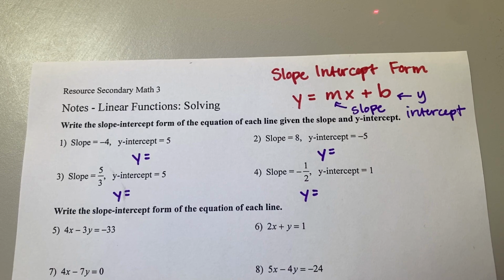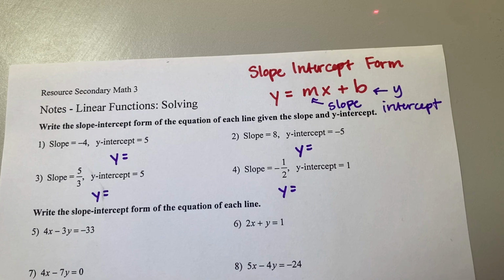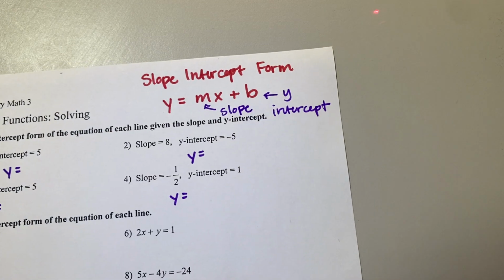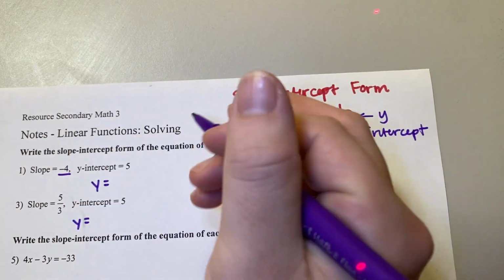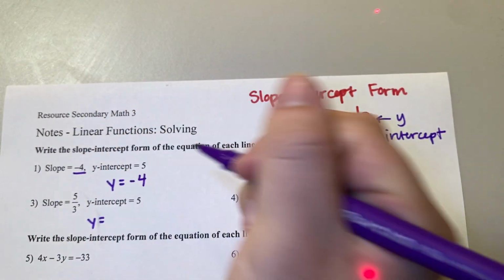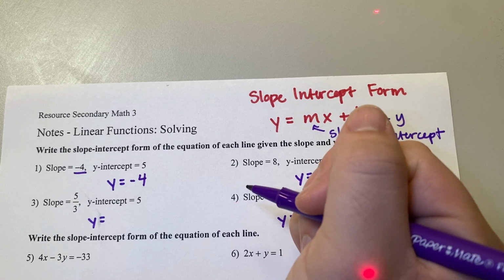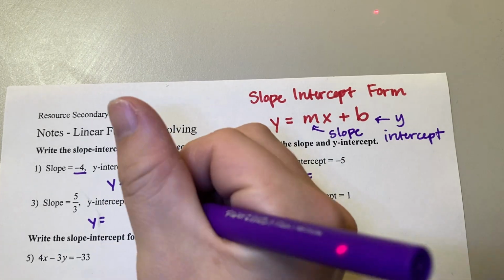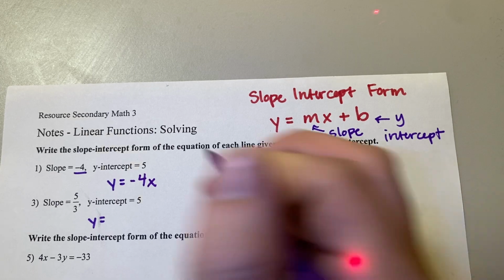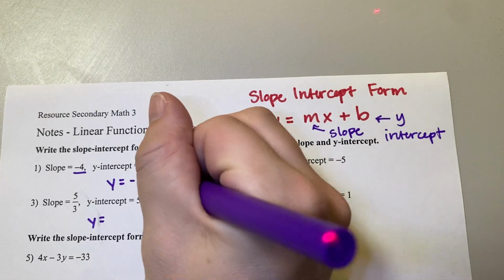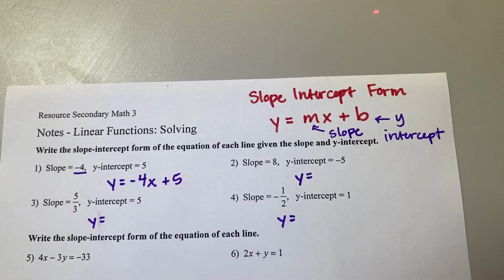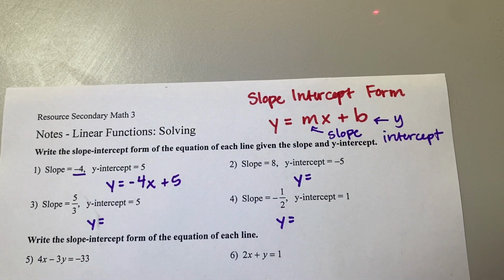Okay, so then let's look at number 1. So what goes in front of the x, the slope or the y-intercept? Slope. Okay, so we have a slope of -4. What always has to be attached to the slope? X, good job. So do we have -4x? And then we have a y-intercept of +5. Okay, easy peasy, plus 5 goes on the end.